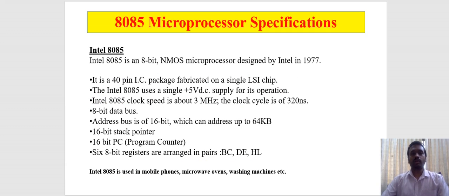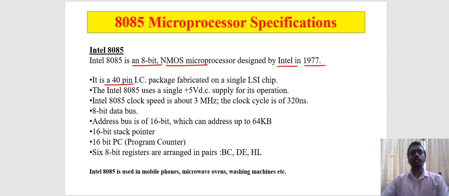Now let us see some of the specifications of this Intel 8085 microprocessor. Basically it is an 8-bit processor which is implemented using NMOS transistors, and it was introduced in the year 1977 by Intel Corporation. It is an 8-bit processor, which means whatever operations are carried out by this microprocessor, it performs them on 8-bit data only. And it is an NMOS microprocessor, that means all the functional units and circuitries are implemented using N-type MOSFETs only.